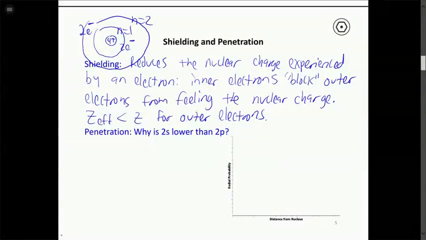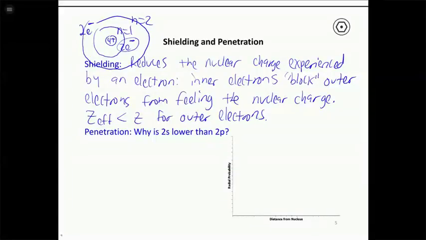The idea of shielding is that the 2 electrons that are closest to the nucleus, these 2 here, are going to more or less experience that 4 plus charge in full. They're close enough to the nucleus, and they're not blocked out by any other electrons. So to them it seems like there's 4 protons that they're attracted to, and they're very happy because of that, because they want to maximize that attraction.